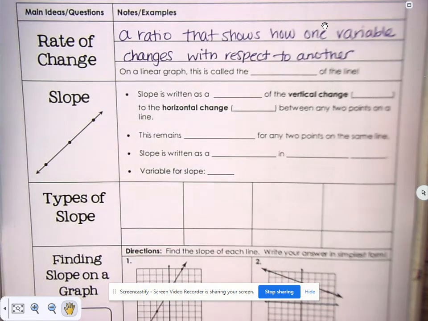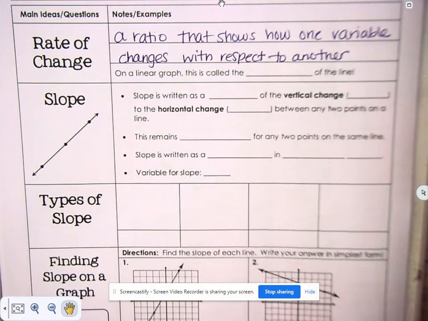All right, y'all. So today we started Unit 2, and we started talking there about slope in general. A lot of y'all came into my math class knowing a very little bit about slope, just a couple of different things, and that's what we're going to talk about today.